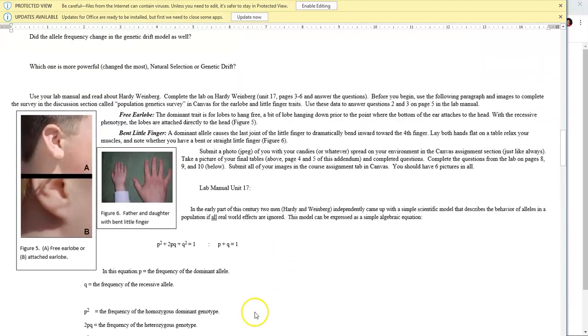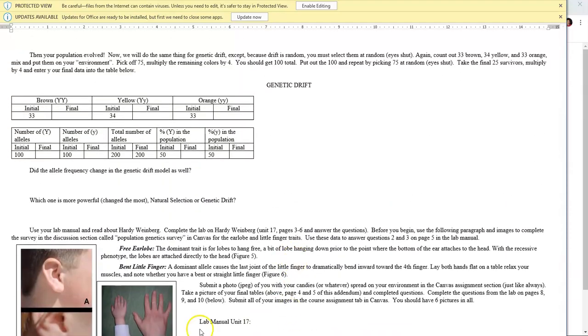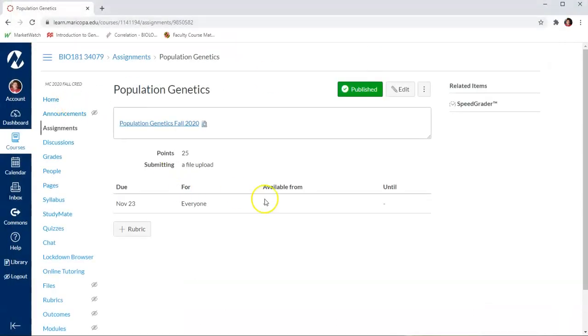So make sure you read over that, and then use the data from that discussion to enter in those values.